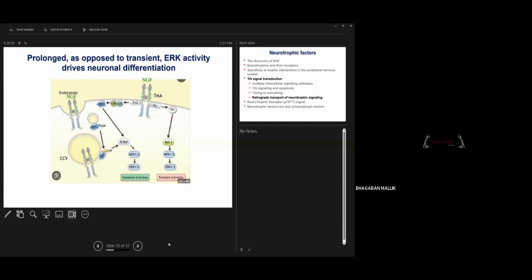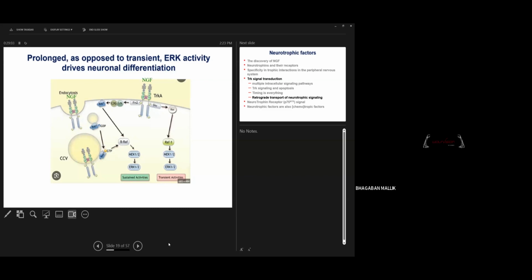But for sustained activity, you have activation of RAP1. For transient activity, you have activation of RAS. For sustained activity, you have activation of RAP. Then RAP can activate BRAF, then MEK1 and 2 and ERK1 and 2, which can sustain the activity for a longer period of time. Or what happens sometimes is you have endocytosis of this entire complex, like neurotrophin and its receptor, into the cytoplasm.